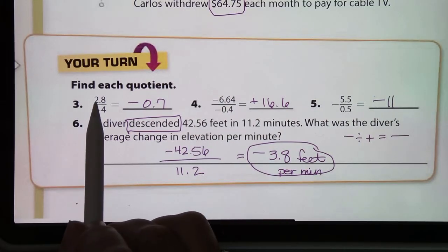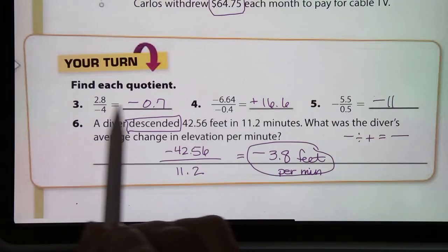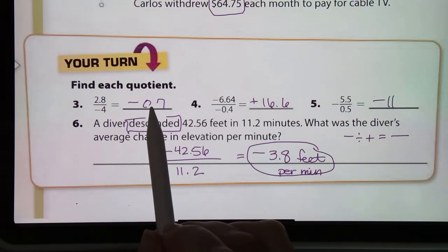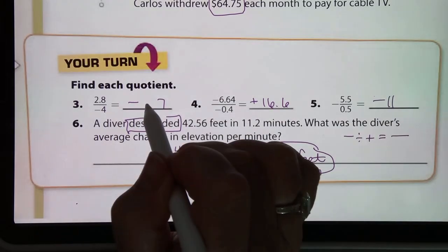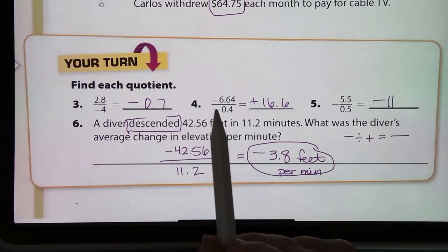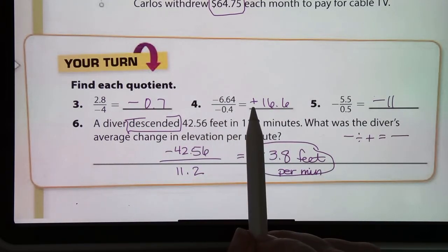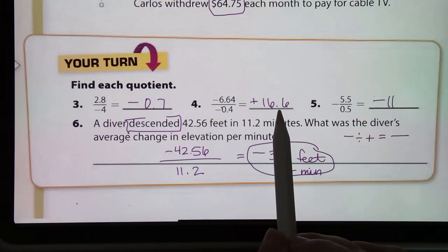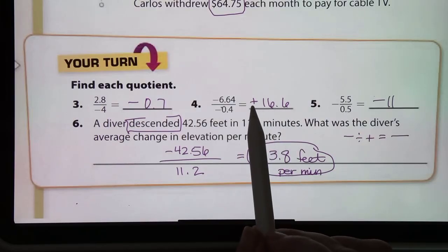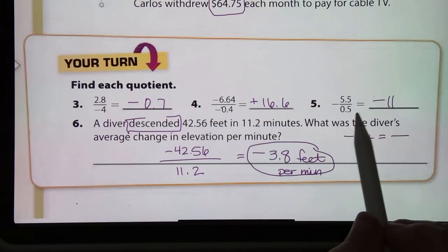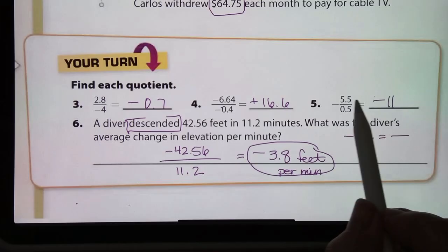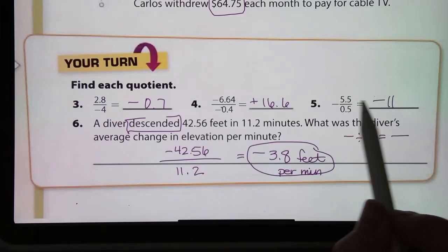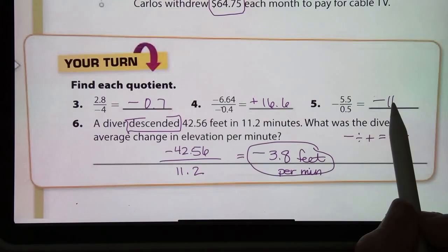All right. Positive divided by a negative is a negative. 2.8 divided by 4 is 0.7. Negative divided by a negative is a positive. 6.64 divided by 0.4 is 16.6. I don't have to have that plus there. And this is the negative of 5.5 divided by 0.5. So my answer is going to be negative 11.